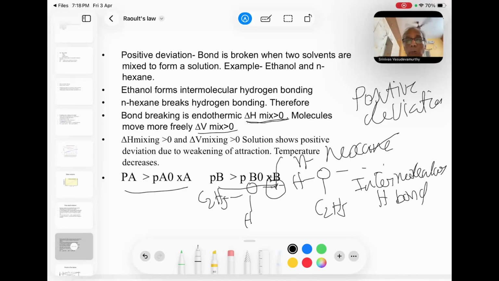But only one thing is going to decrease here, because it's an endothermic process. Energy is absorbed from the surroundings, so the system takes energy from the surroundings. So the temperature of the solution will decrease. That's the only one going down here. Temperature decreases. The remaining, delta H mixing increases, delta V mixing increases, and the partial vapor pressures of A and B also increase.